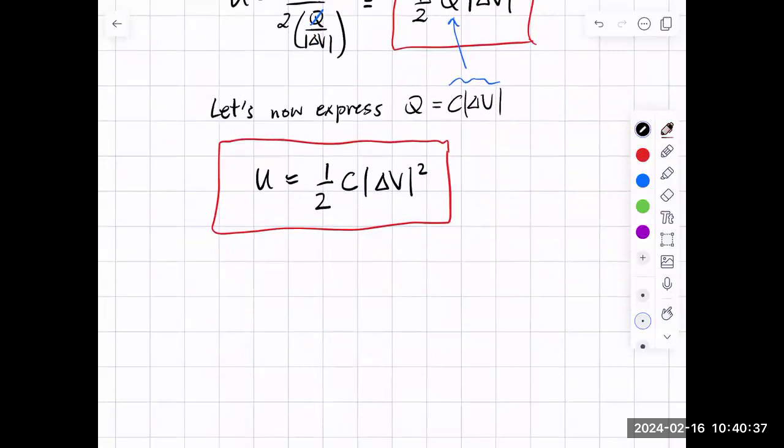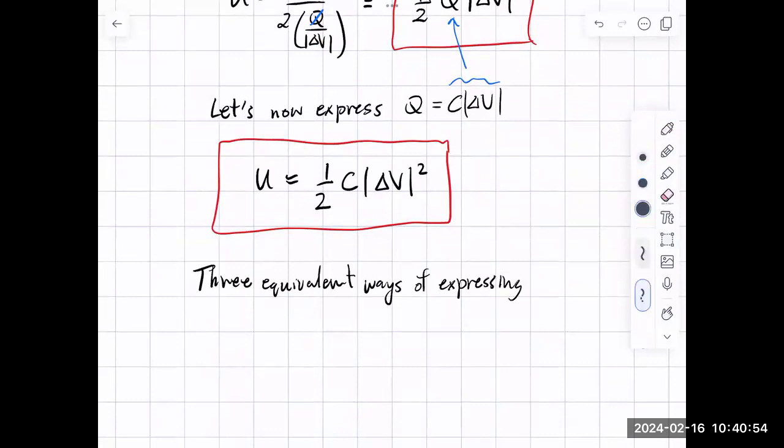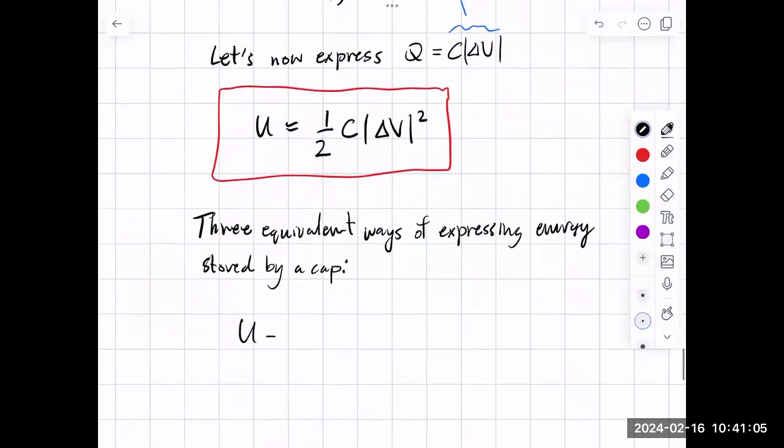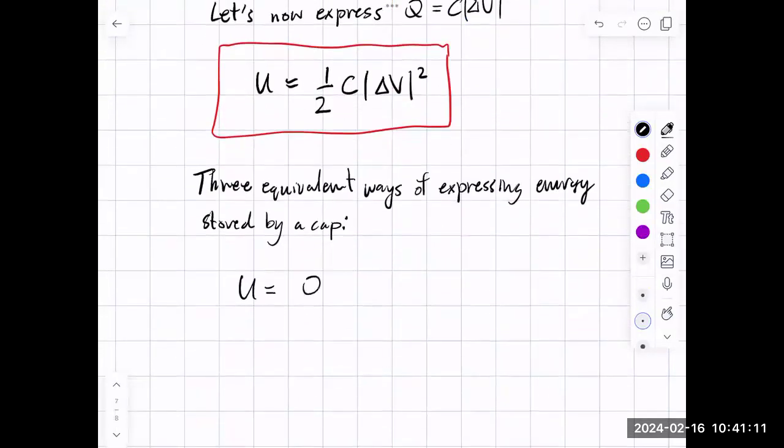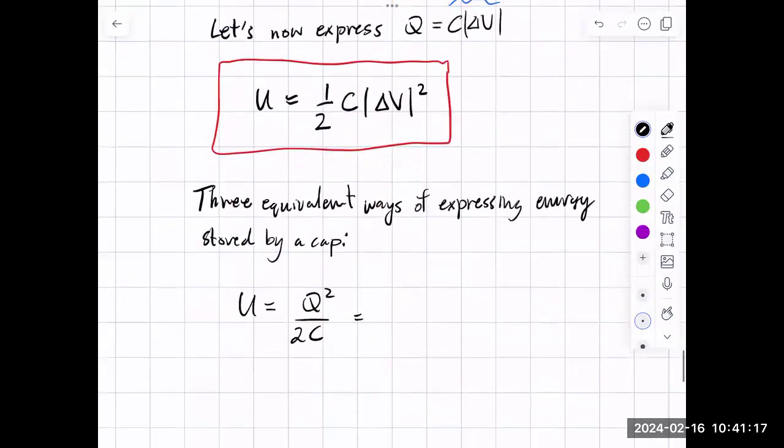So three equivalent ways of expressing the energy stored by a capacitor are the following. The first one we had, let's look at it, was Q squared over 2C. The second one was 1/2 Q delta V.